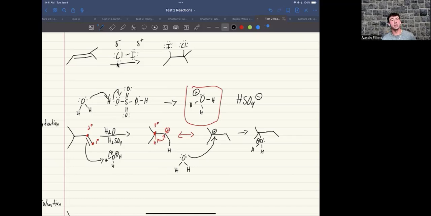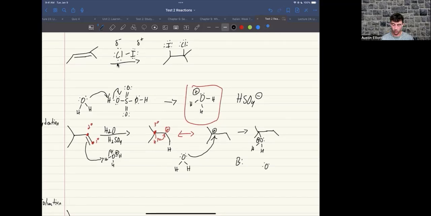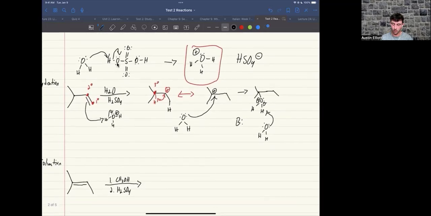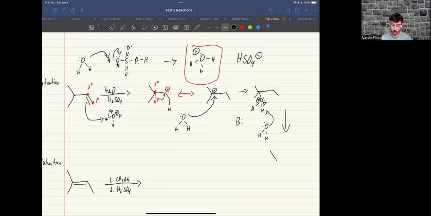And then you can use any convenient base, which can be denoted as B, or in this case, we can choose the water to take off one of those protons and return the electrons back to the oxygen right there. And our final product down here will be, and that's what we're left with. And then we regenerated the hydronium ion.